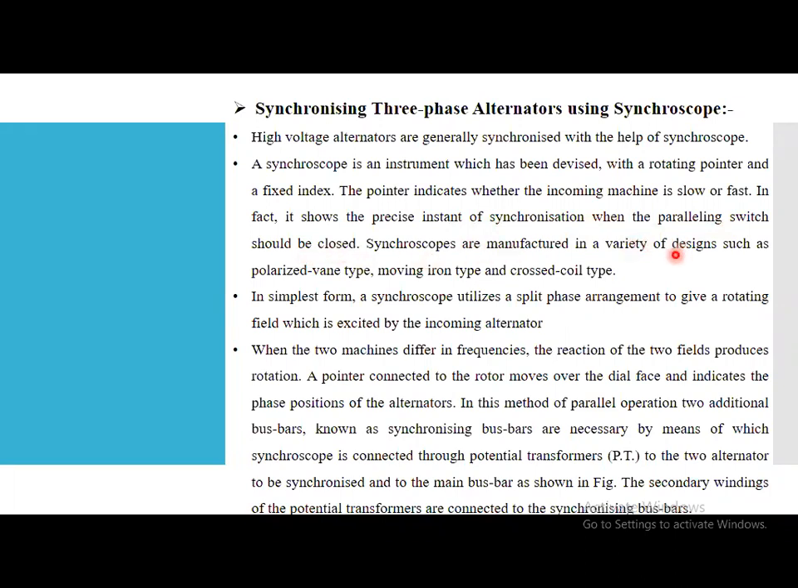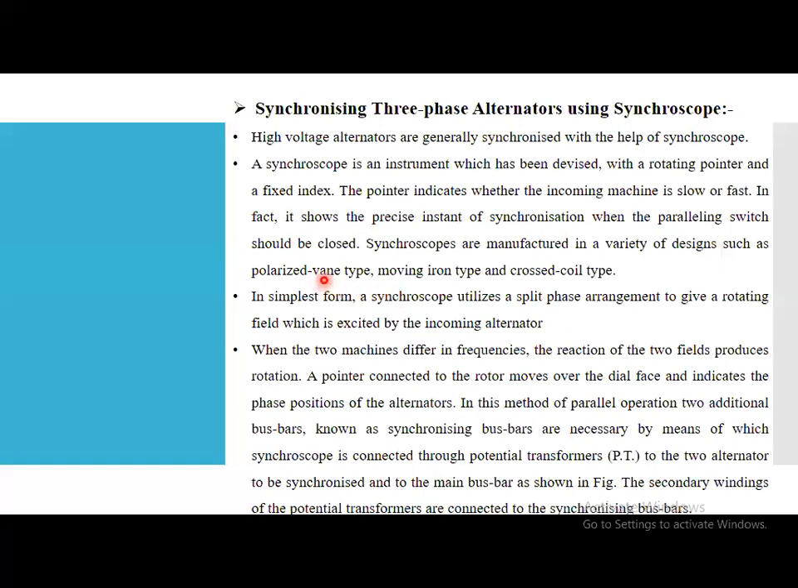Synchronoscopes are manufactured in various designs, by using various principles. You already learned this in measurement, in 6th semester. We have a number of methods using analog instruments. We have, let's say, permanent magnet moving coil instruments, electromagnetic instruments, Hall effect instruments. All of that you will learn in the 6th semester, because in 6th semester you have the subject electrical measurement and measuring instruments.